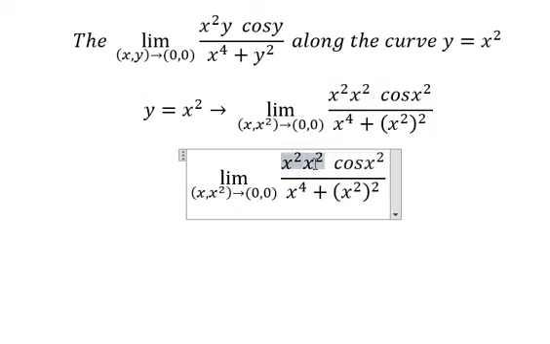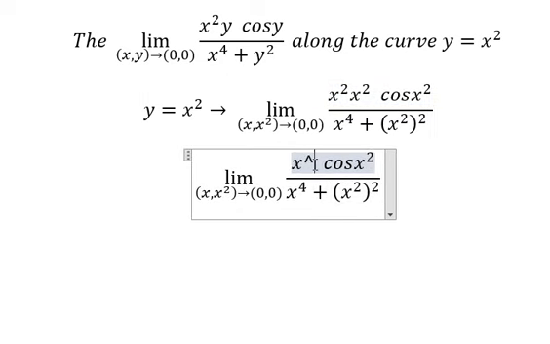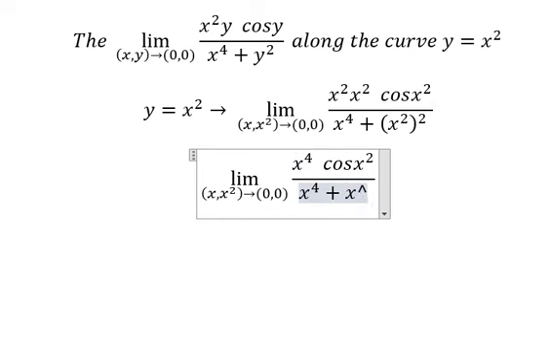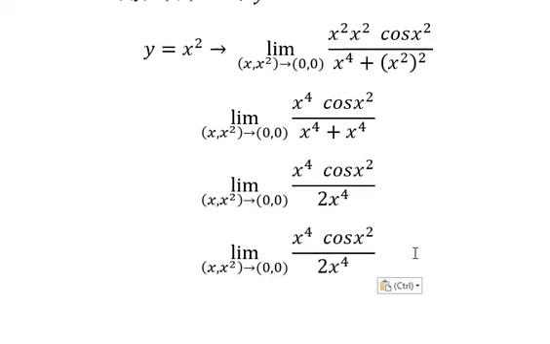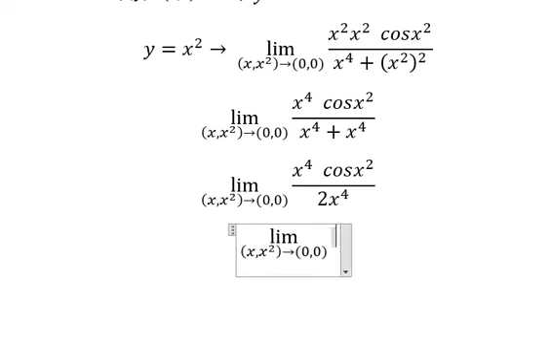This one we have s to the power of 4. This one we have s to the power of 4. So this one we have 2s to the power of 4. Now we need to simplify s to the power of 4 on numerator and denominator.